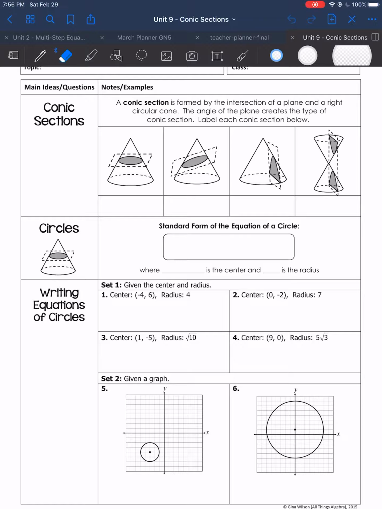This is the Introduction to Conic Sections video. A conic section is formed by the intersection of a plane and a right circular cone. The angle of the plane creates the type of conic section. So we're going to label the conic sections below.